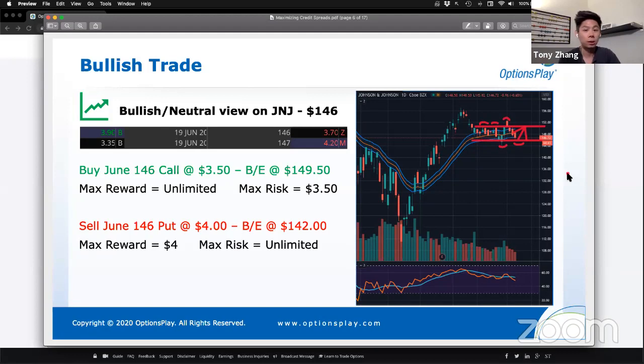Now, generally speaking, when you have a bullish view on a stock, the first strategy that you tend to gravitate towards as an options trader is buying a call option, because it's a simple bullish strategy. What we're going to do here is compare buying a call option to selling a put option, which also is technically a bullish strategy.